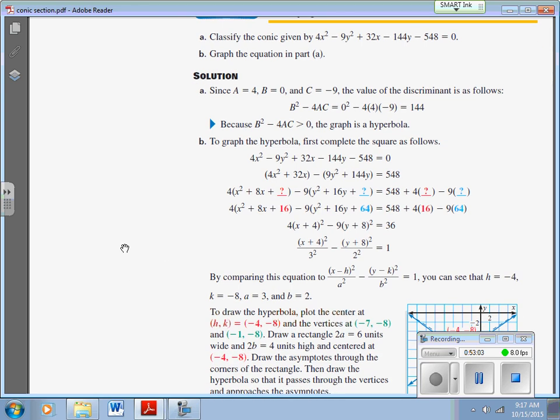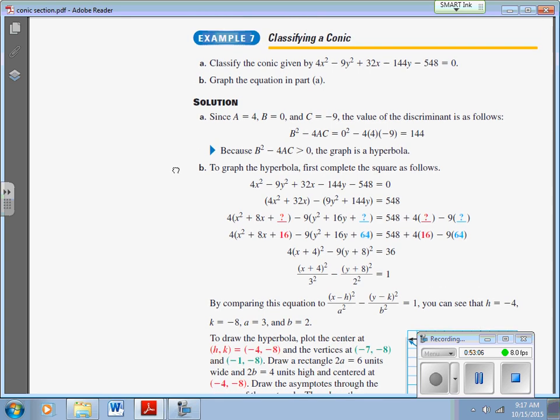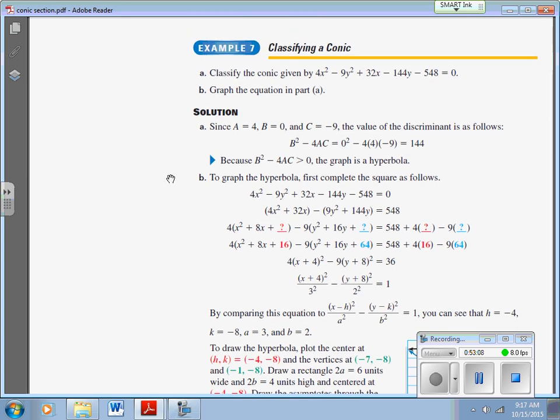Now, if you look at it, it says 4x squared minus 9y squared plus 32x minus 144y minus 548 equals 0. Can everybody have this example in your notes? Check and make sure. It should be in there. Example 7? Okay, got it. Now, do you notice the problem looks pretty similar to the way the last one started, as an example?